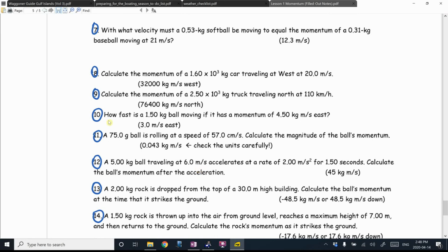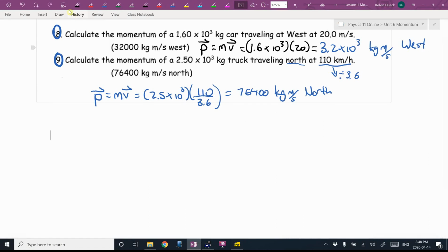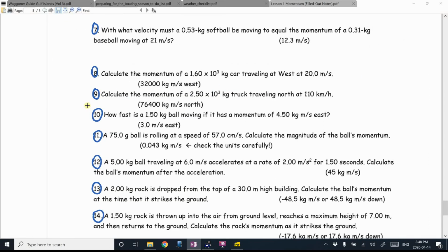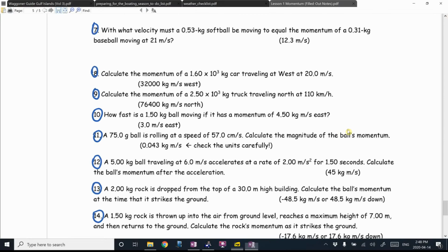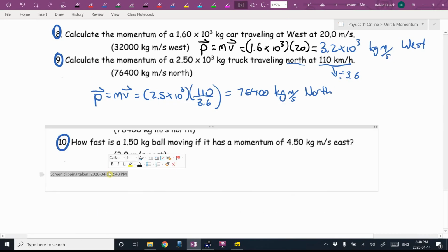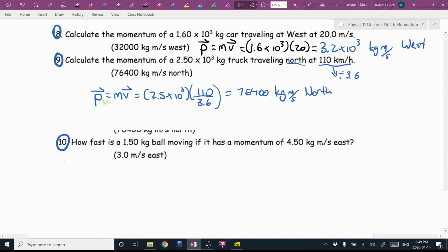Number 10. Oop, wrong button. So I don't remember if I said it in the lesson. I should have said something like, how many variables does the momentum equation have? And you would have said 3: a p, an m, and a v. So how many different ways are there to write this equation? 3 different ways to write this equation.